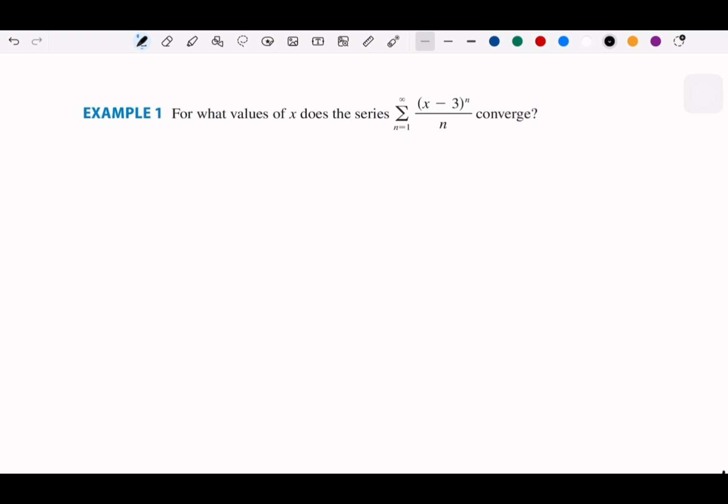To check the series, where the interval of convergence is, we take the ratio test. So a n is x minus 3 to the power of n over n. Notice that now we have x and n, but when we take the ratio test, we want to check n, like the usual series we have done before. So we take a n plus 1 over a n.